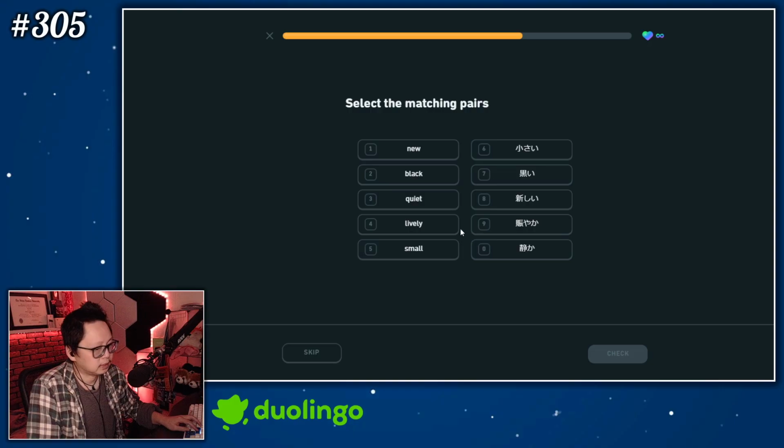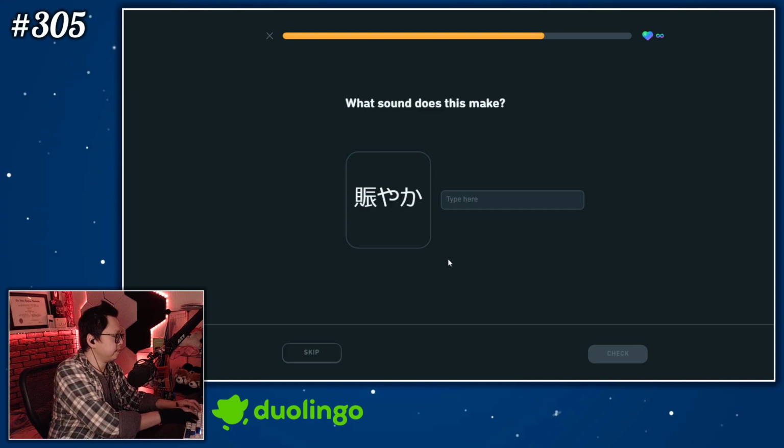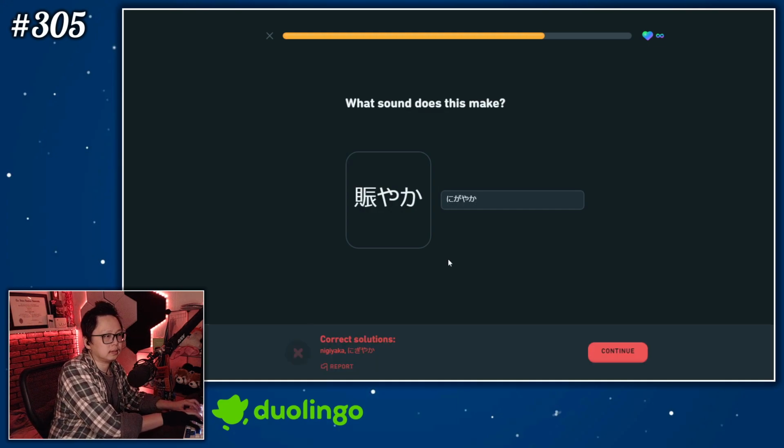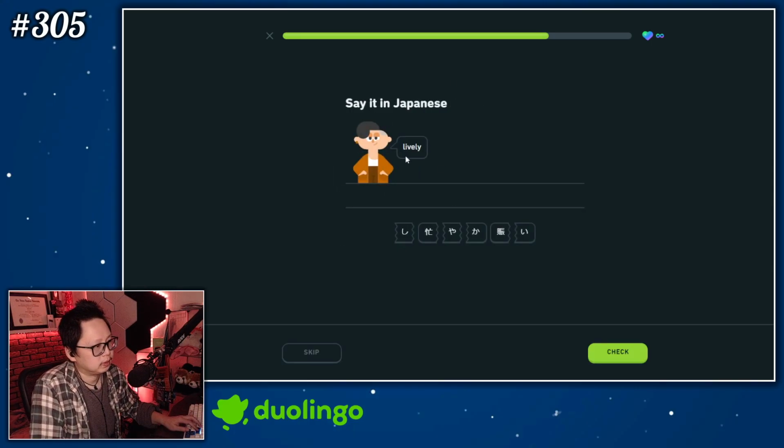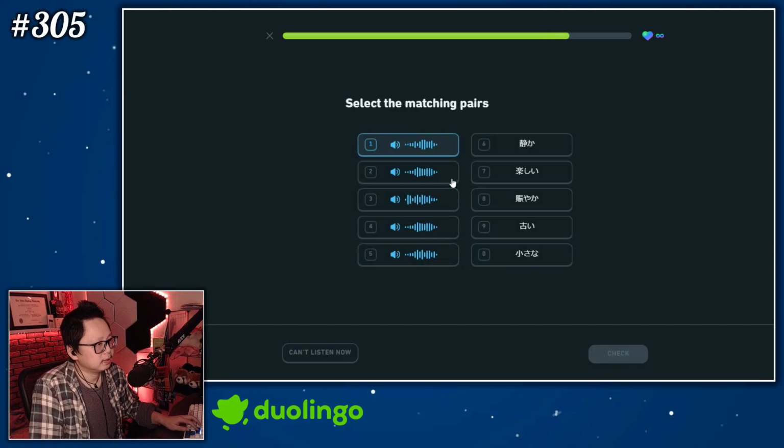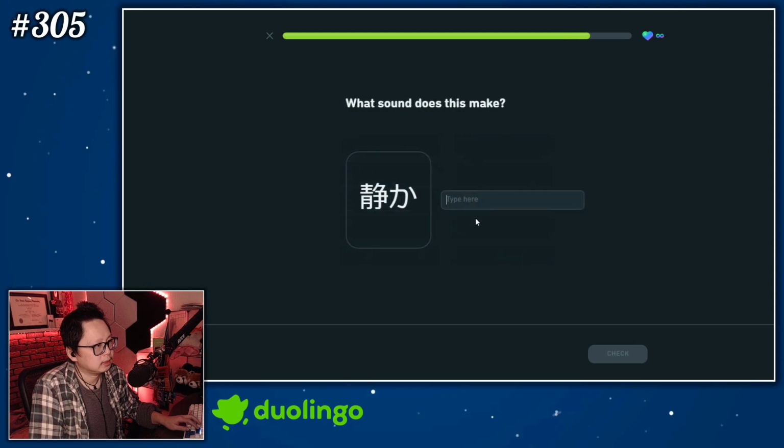What keeps triggering my taskbar? 小さい, 黒い, 新しい Atarashi, にぎやか Nikiyaka, 静か Shizuka. Oh, I totally typoed. Dang. 小さな Chiisana, 古い Furui, 静か Shizuka, にぎやか Nikiyaka.